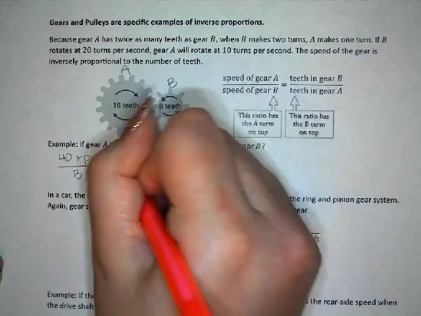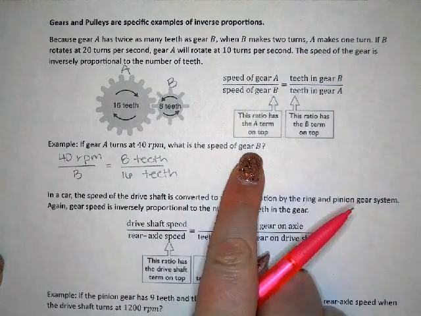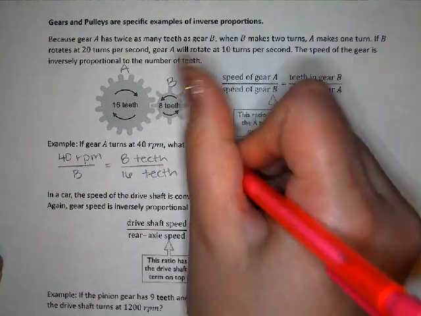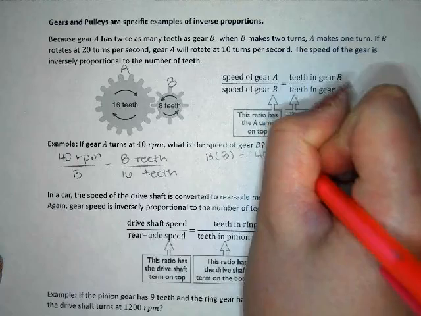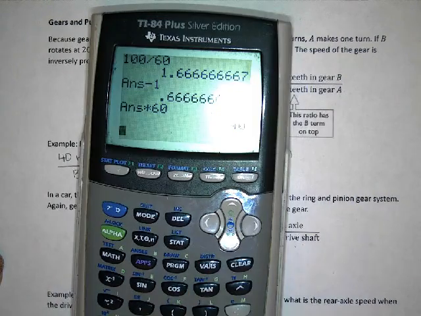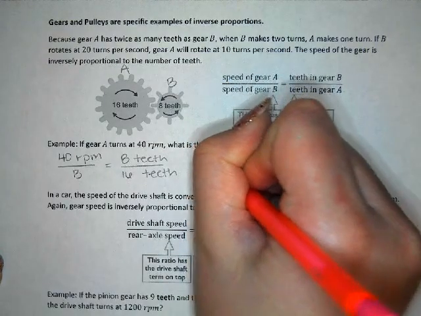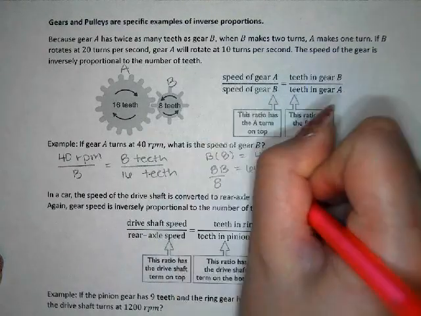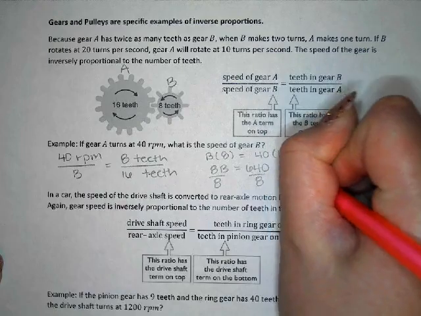And then to find the speed of gear B, we can go ahead and cross multiply to solve this. So I'm going to do B multiplied by 8 is 40 multiplied by 16. So 8B equals 640. And then to get the B alone, I'm going to divide by 8. And the speed of gear B is 80 rotations per minute.